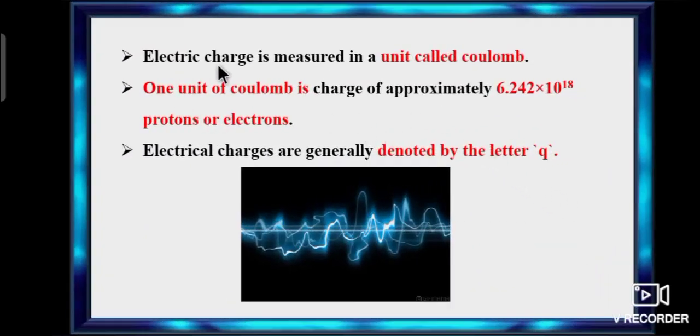Students, electric charge is measured in a unit called coulomb. One coulomb is the charge of approximately 6.242 times 10 to the power of 18 protons or electrons. Electrical charges are generally denoted by the letter Q, or small q.